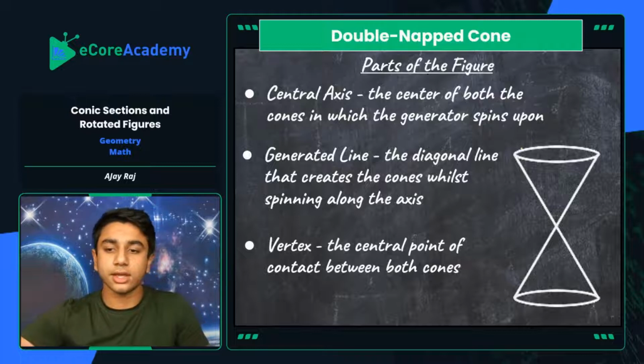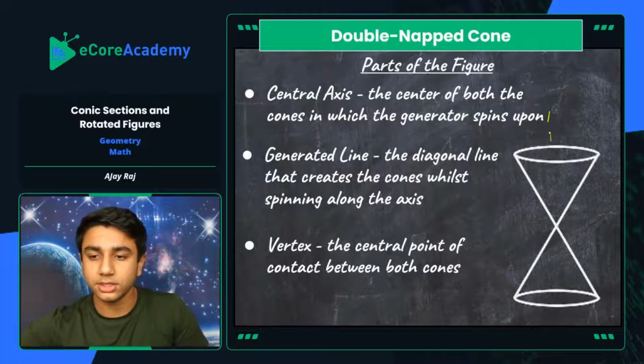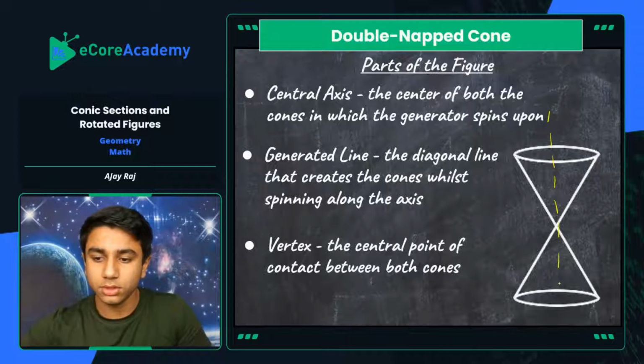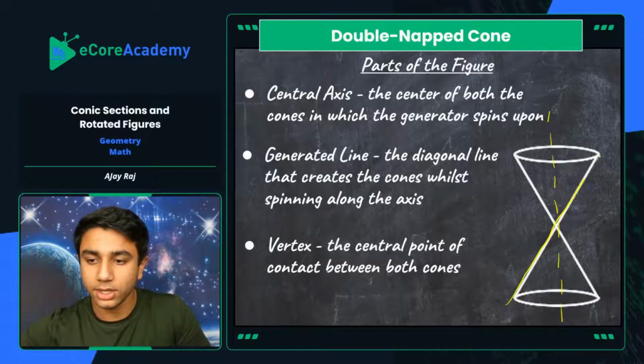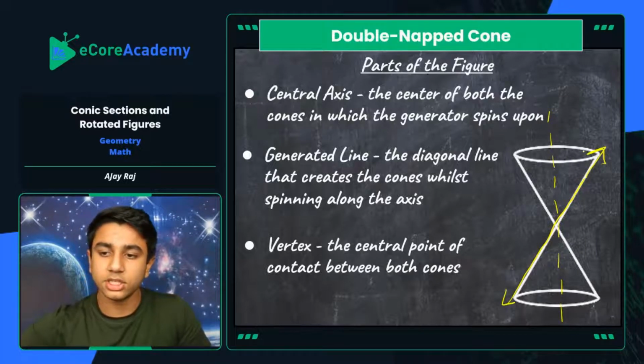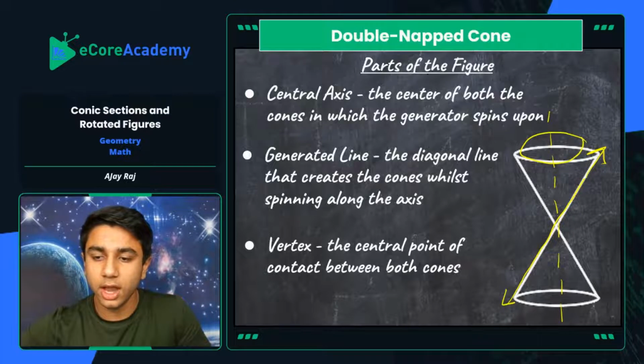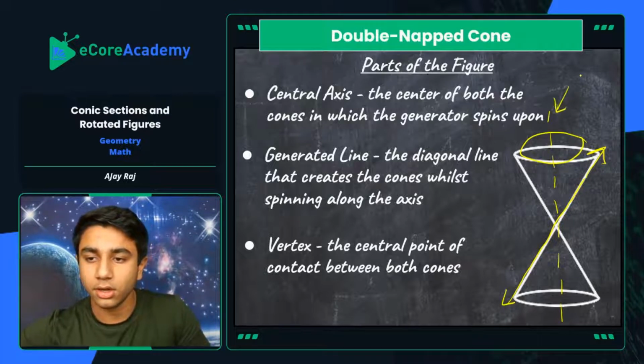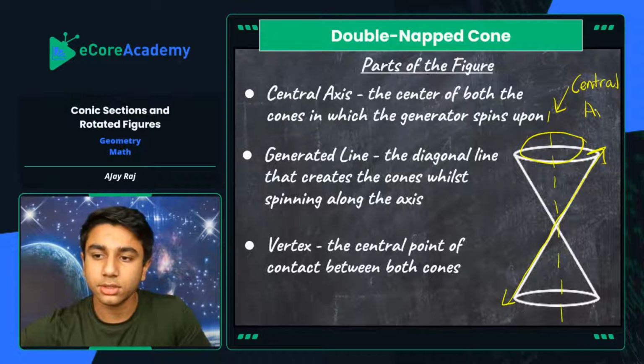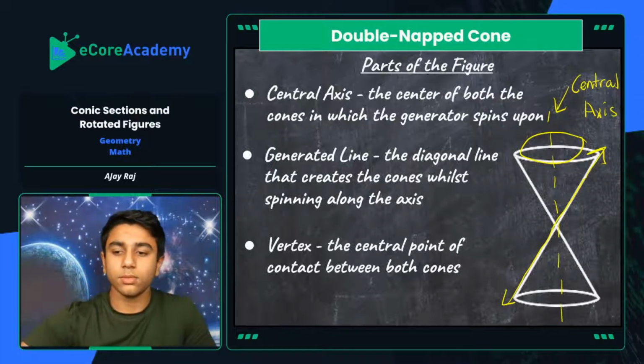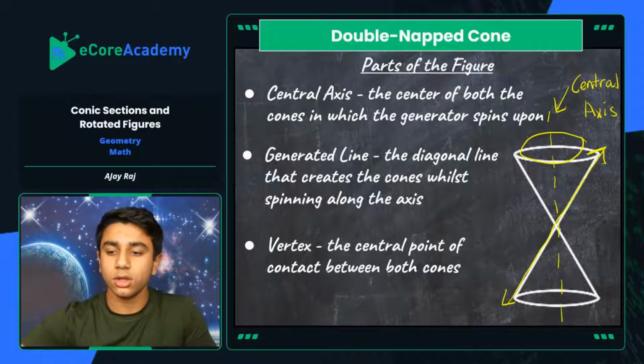So what is the central axis on this point? We have the central axis. It's going to lead directly through the center of these cones. And then this is going to be our diagonal generating line right here. And it's going to spin across this line with the center here, around this central axis. And then what we also have here is our vertex. So this is going to be our vertex.